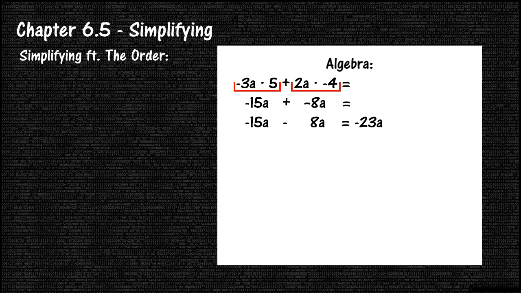Next one, 7x times 2y minus 4y times 3x. Pretty similar to the previous exercise, so we again start with the multiplications. 7x times 2y and 4y times 3x. This will give me the line 14xy minus 12xy, which is equal to 2xy.